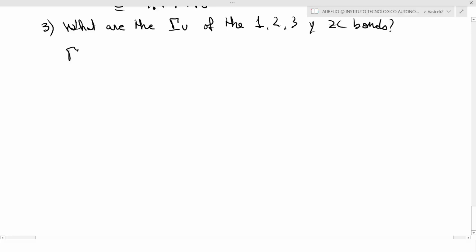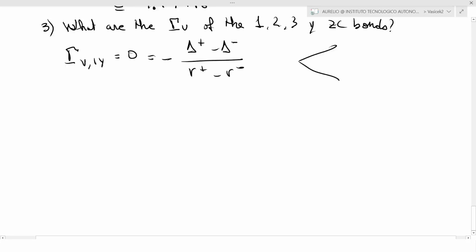So the gamma Vasicek of the 1-year bond is going to be equal to 0. Why? Well, because this is minus delta plus minus delta minus, we're going to see in a second what that is, over R plus minus R minus. Now, what this means is in the up scenario, I need to compute delta plus. To compute this delta plus, I need the following scenario. Now, because this is a 1-year bond, this 1-year bond doesn't even have a price beyond this, so it's not going to change in price. It's not even going to be affected. So this means that delta plus and delta minus in this case both are 0.